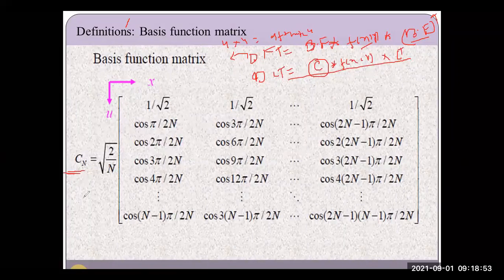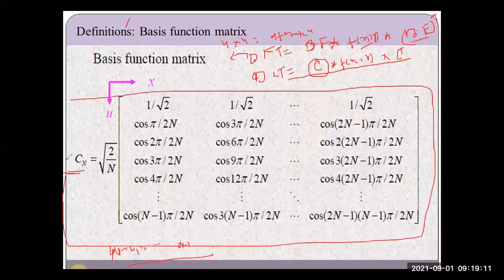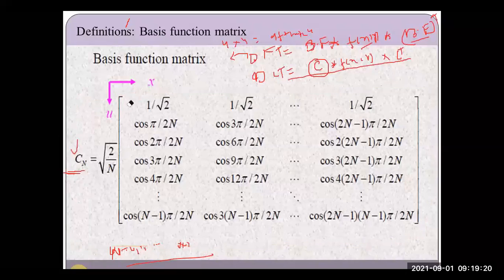ठीक है, फिर n equal to 0 के लिए, 1 के लिए, like that, और minus 1 तक करेंगे. Fine, so you can find for the basic function for any of the values, okay. Now we will use this matrix, okay.